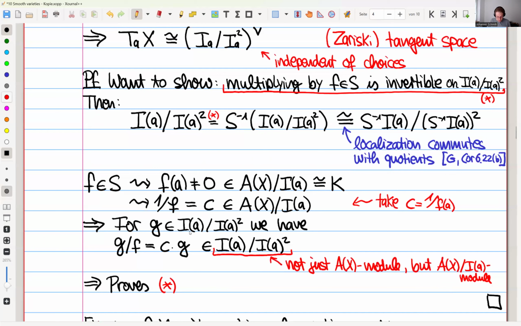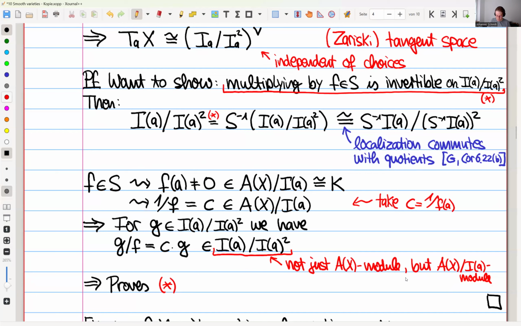And then we just want to see on this module here, multiplication by f is invertible. So when you have G inside this module, then we want to show what is G divided by f. We want to see this is a well-defined element, but then 1 over f is equal to C, and so this G over f is just C times G inside this module here. And here we use the fact that this here is not just an A of x module. I of A was an A of x module, and then if you quotient by the submodule, you get an A of x module. But in fact, it has a well-defined module structure also on A of x modulo I of A, right?